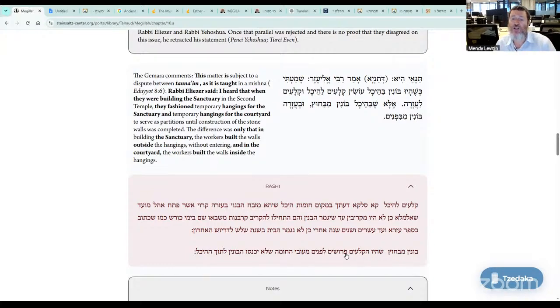Why did Rashi say they built outside the curtains? Because they didn't want the builders to step on what was already sanctified as the sanctuary, although it was just curtains and there were no walls.